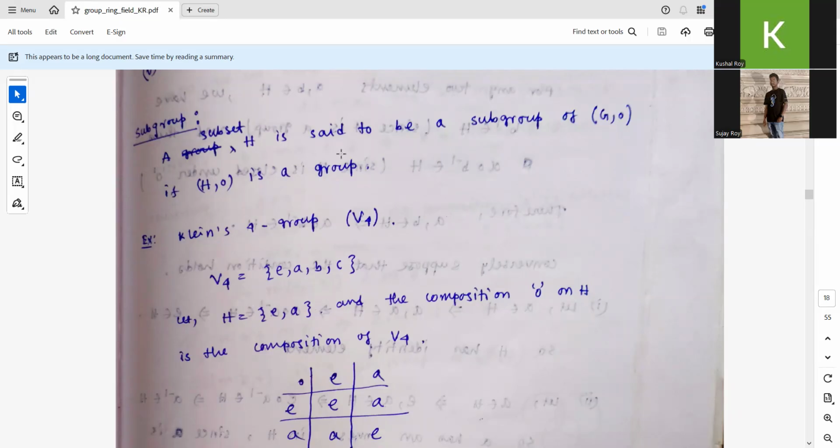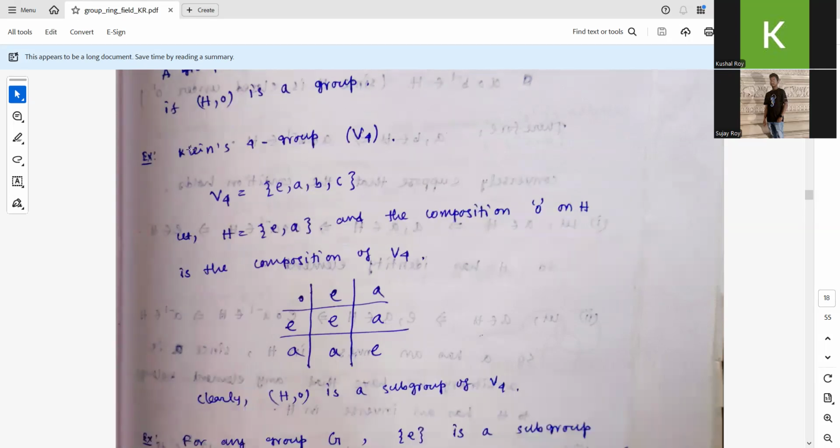So what is a subgroup? A subgroup is a subset of a group which is itself a group. That means it is not only a subset, but it also has a group structure. Any subset which is also a group is called a subgroup of a group G. All of you know that Klein's 4 group is a group of order 4.